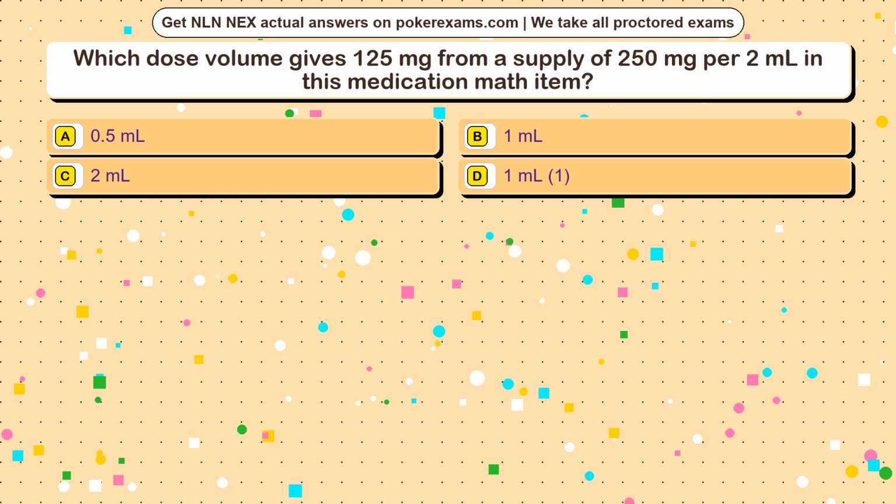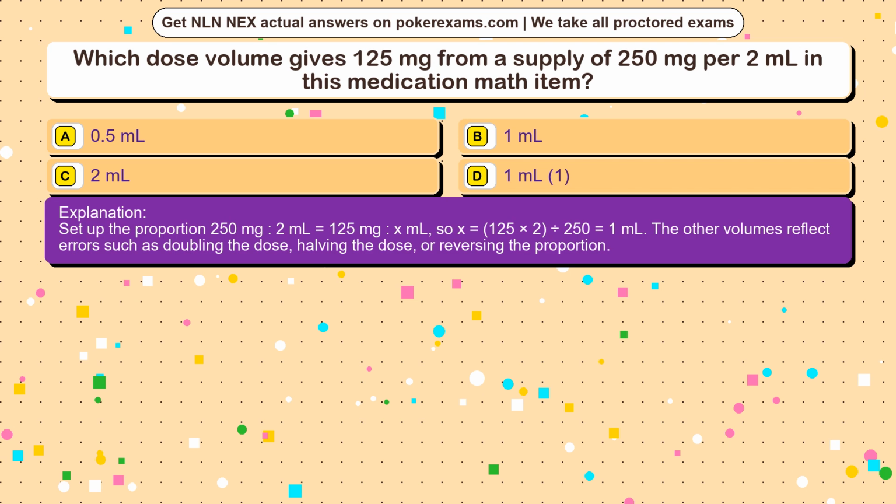The correct answer is option B. Set up the proportion: 250 mg over 2 ml equals 125 mg over x ml, so x equals 125 times 2, divided by 250, equals 1 ml. The other volumes reflect errors such as doubling the dose, halving the dose, or reversing the proportion.